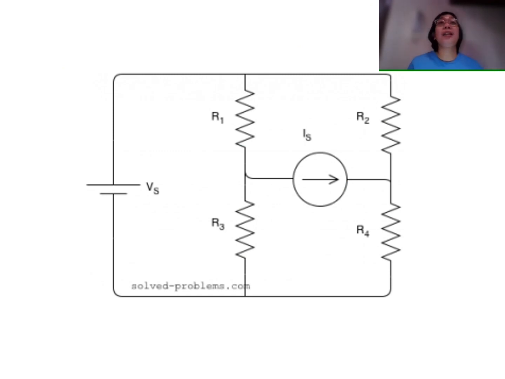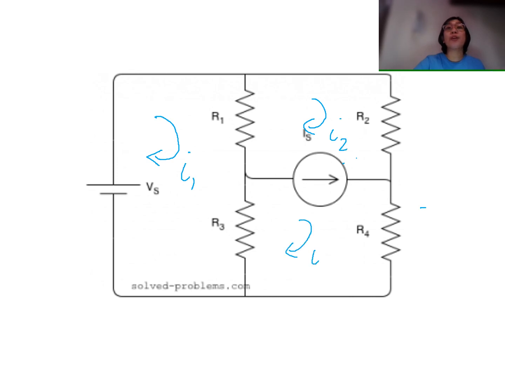Okay, so we go to our last circuit. This circuit has a current source between two meshes. Okay, so let us assign our meshes here. Let us call this your mesh number 1, we call this your I1. We assign here your mesh number 2, we call this your I2. And finally, our mesh number 3, we call this your I3.